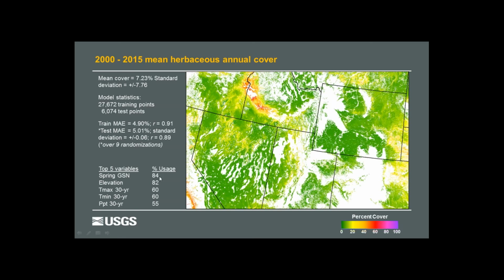The top 5 variables used here are the average usage between the rule stratification in our models and the actual algorithm development of the model. The spring growing season NDVI and the elevation independent variables were used most frequently in the development of our model. The PRISM data sets were the next 3 most often used in this historic model.